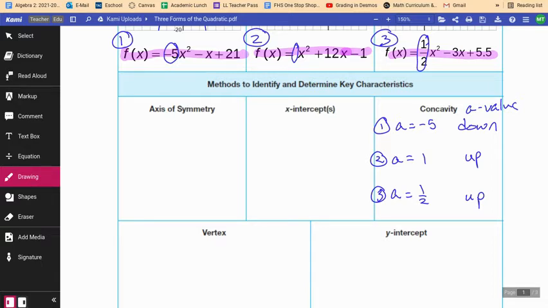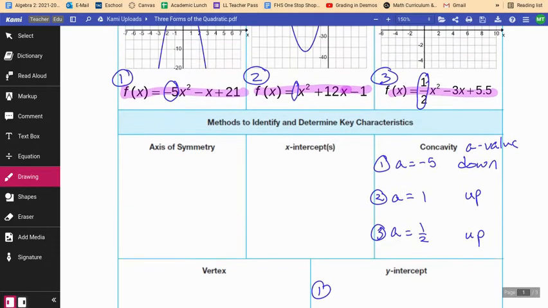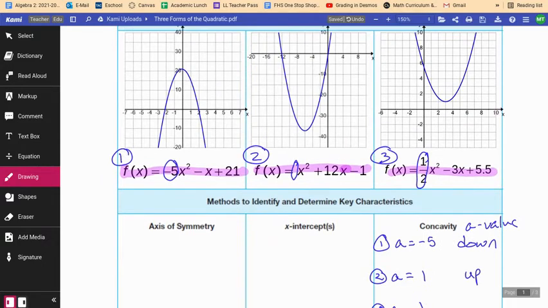The second thing we can identify from standard form is the y-intercept. Okay, and so again, I have these labeled 1, 2, and 3. And so I am going to look at my graph, and I can see that the y-intercept is there. And this one, it's kind of hard to tell right there. And then here, somewhere right there.